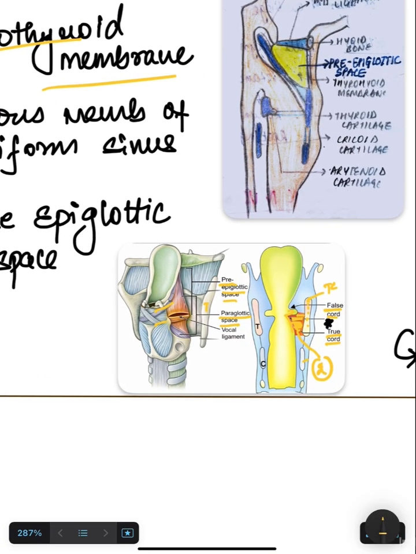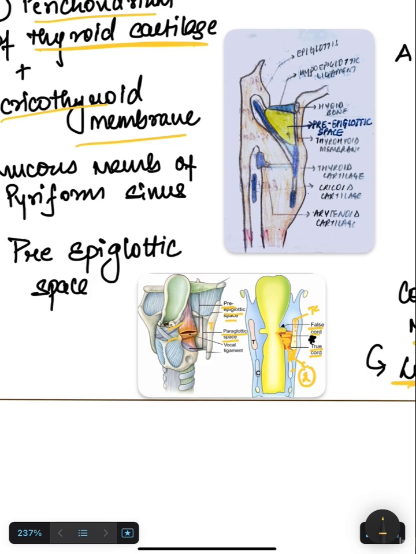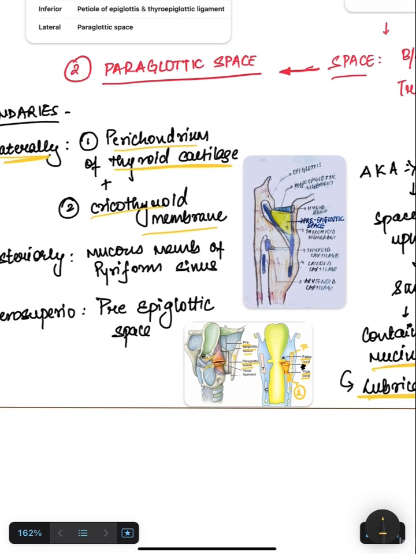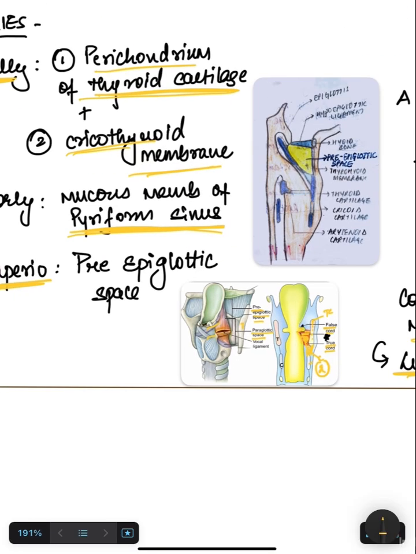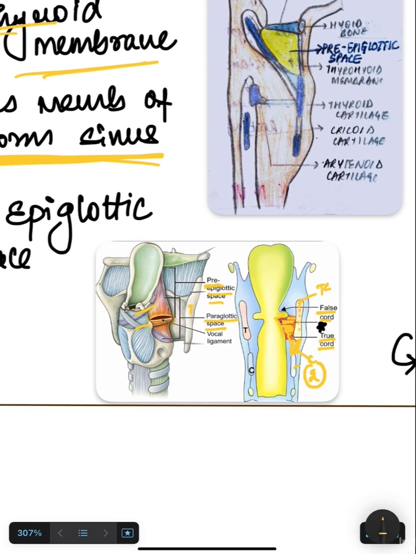So this is the cricoid. You can see this is the cricoid, and the membrane that is connecting the cricoid and the thyroid is nothing but the cricothyroid membrane. So laterally, you have two things: one is the perichondrium of the thyroid cartilage and the cricothyroid membrane. And posteriorly, you have the mucous membrane of the pyriform sinus. You cannot appreciate it in the diagram. You need to visualize it. And anterosuperiorly, you have the pre-epiglottic space.